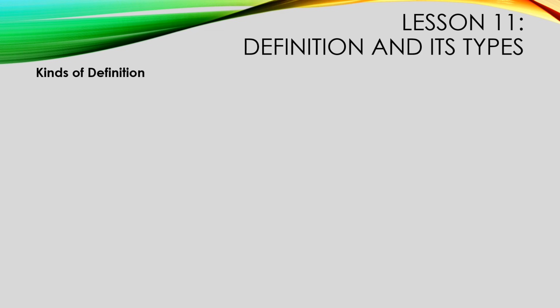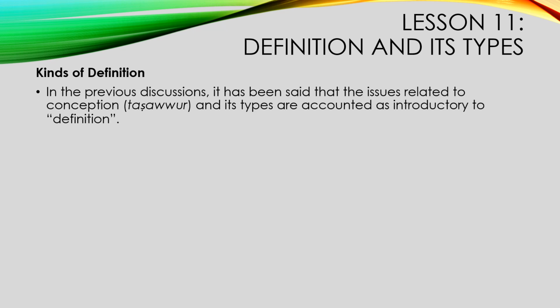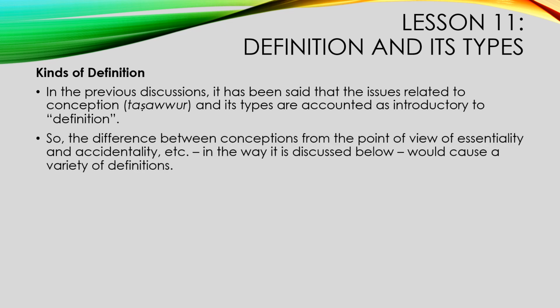Kinds of definition. In the previous discussions, it has been said that the issues related to conception or tasawwur and its types are accounted as introductory to definition. So, the difference between conceptions from the point of view of essentiality and accidentality, etc., in the way it is discussed below, would cause a variety of definitions.